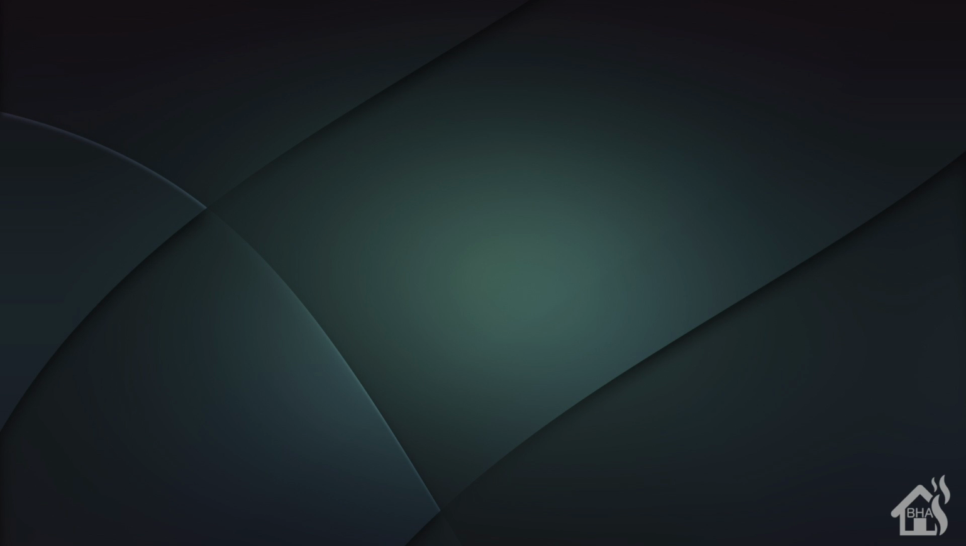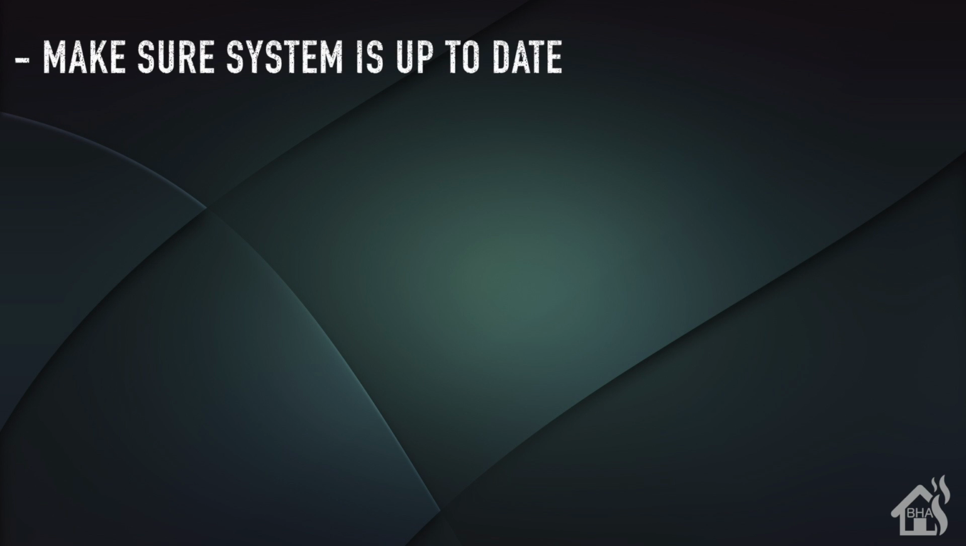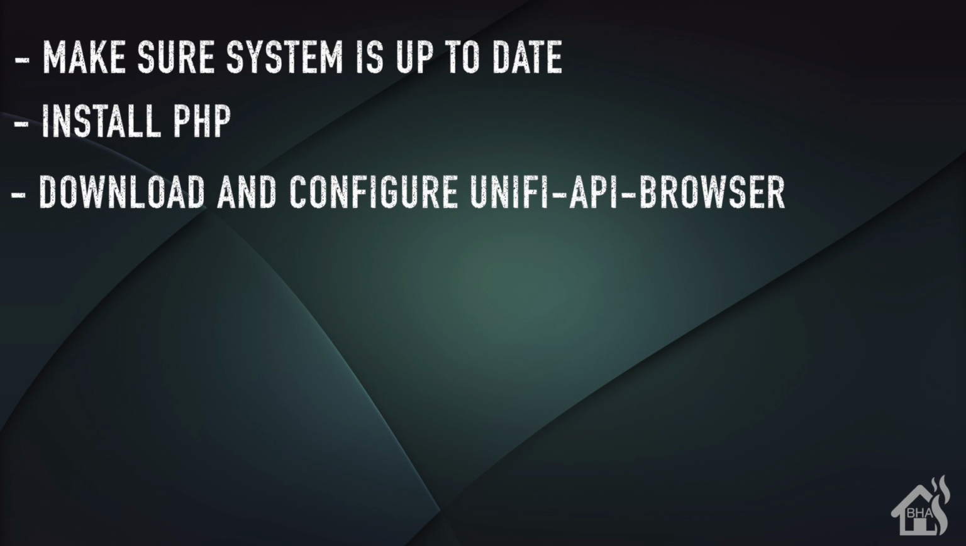So let's go ahead and go over everything that we're going to cover in this video. For starters, we're going to make sure our system is up to date. Next, we will be installing PHP, which is what we're going to use to run our scripts. Third, we will be downloading and configuring Unifi API browser. Not really using the Unifi API browser all that much, but I'm using some of the coding that they use to write Unifi API browser.